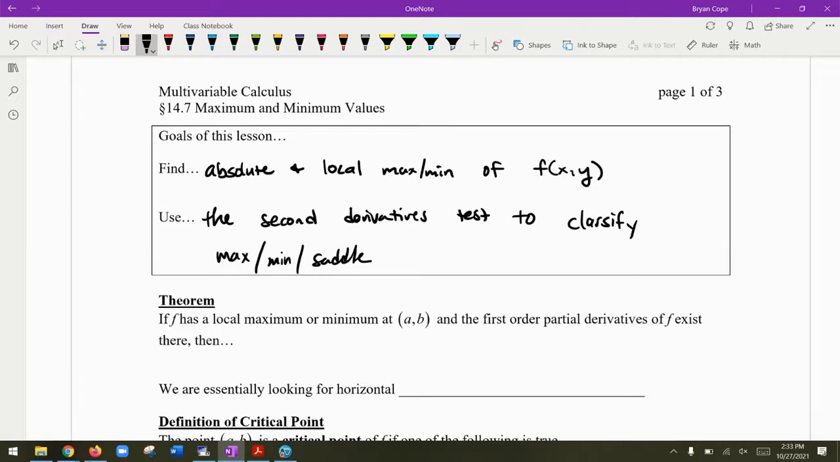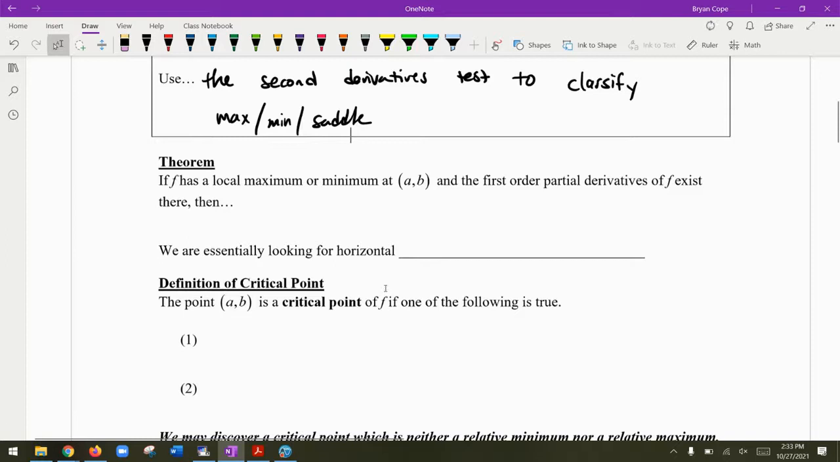Okay, so we'll start with a theorem to talk about how we find these critical points and where these maxes and mins occur, and then we'll dive into actually this test. So if f has a local max or min at (a, b), and the first order partial derivatives of f exist there, then f sub x at that point equals 0, and f sub y at that point equals 0.